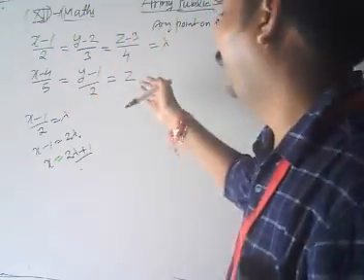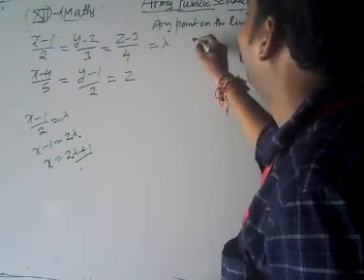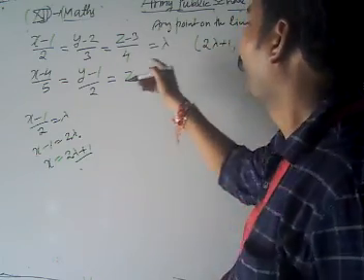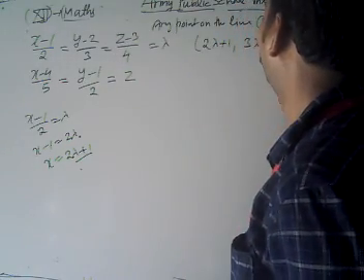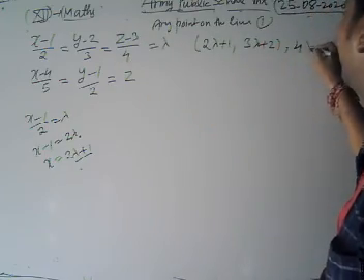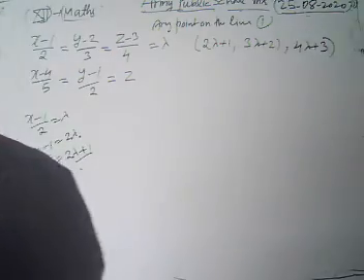In the same manner, any point on line 1 is given by: the first coordinate is 2 lambda plus 1, the second is 3 lambda plus 2, and the third is 4 lambda plus 3. Now look, we get any point on the line L.